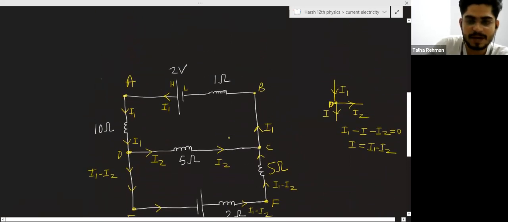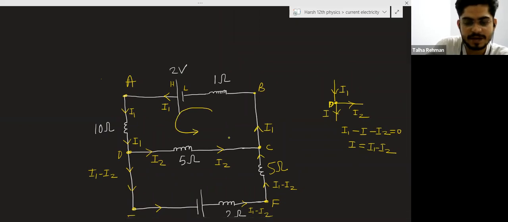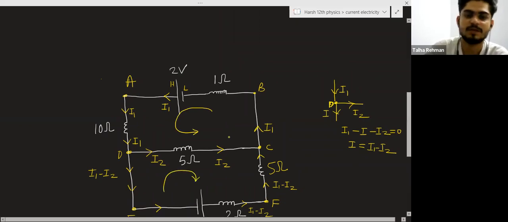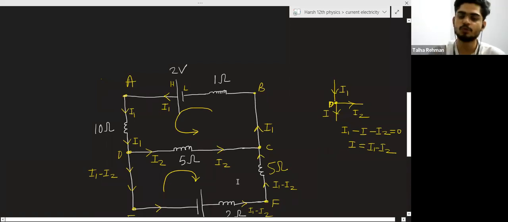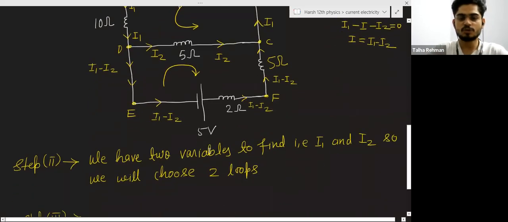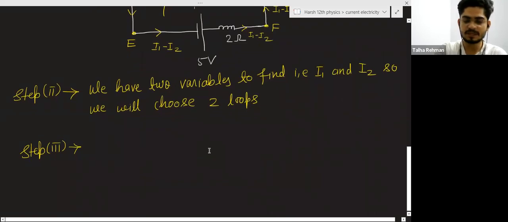I will move in this loop like this, and in this loop I will move like this. In one loop I will move in the direction of current. In the second loop I will move in the opposite direction. It depends totally upon you. You can choose any path. I am choosing this path.